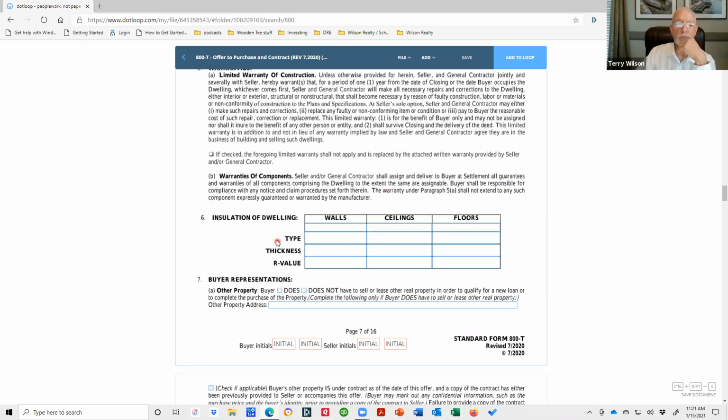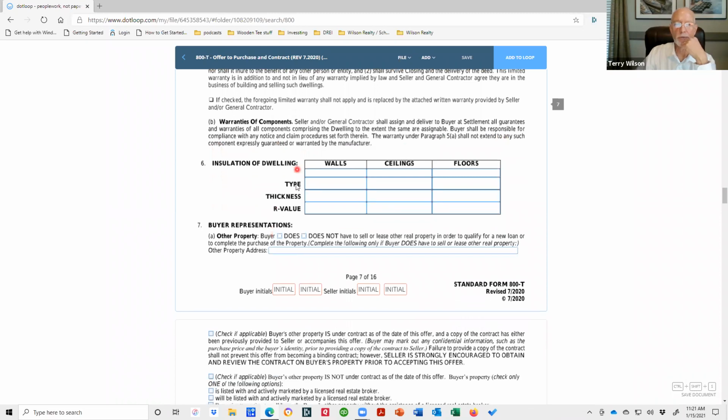Insulation of dwelling, it's an odd thing they put in here, but this must be by law. They had to put this in here because it doesn't really say anything other than just what they have. So buyer's representation, not much I want to say about that.